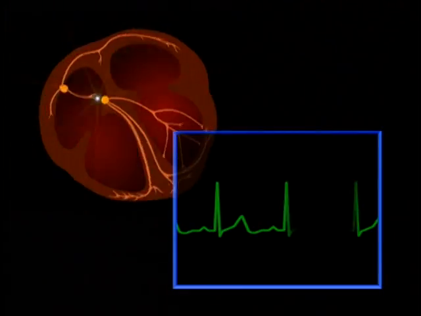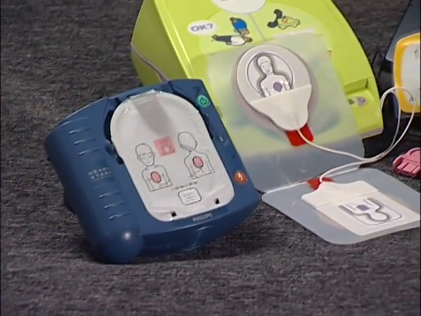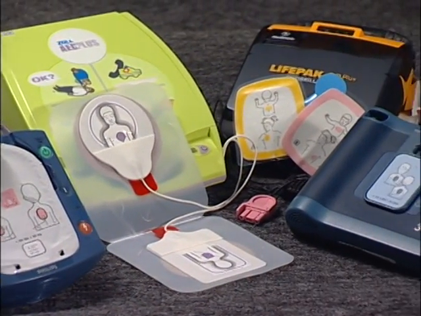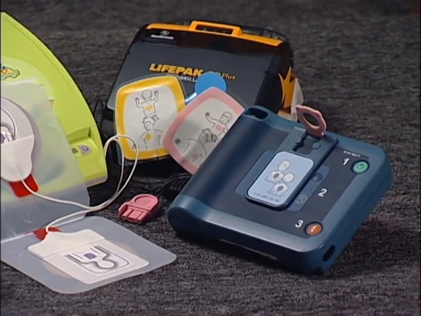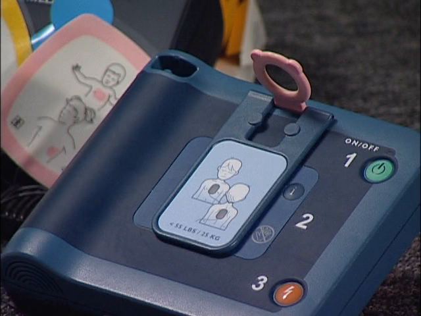Although it is rare, children may also experience life-threatening heart rhythms. Defibrillation is also effective in children, but take care to use defibrillators with adapters designed for a child. They deliver a lower energy shock considered more appropriate for children.